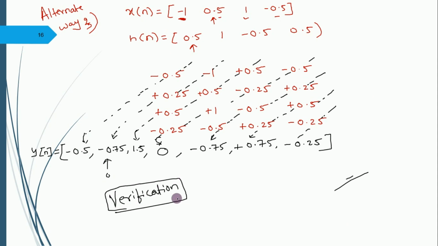This is for verification. So this completes the problem number 1. I have shown 3 alternatives. Again, you have a few more alternative ways. I don't want to confuse you by showing a lot of alternative ways. So one for verification, 2 different alternate ways for computing your answers. So this completes your problem number 1 on convolution sum.